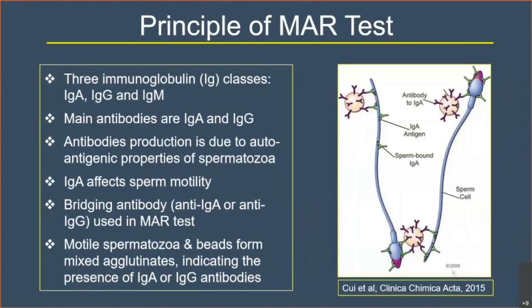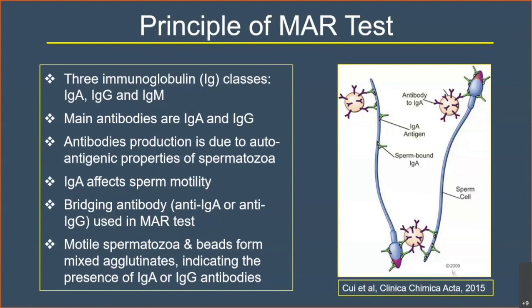What is the principle of the MAR test? Essentially, there are 3 immunoglobulin classes, IgA, IgG, and IgM. But in the semen sample, the main antibodies are IgA and IgG. And what leads to the antibody production is the autoantigenic properties of the spermatozoa.